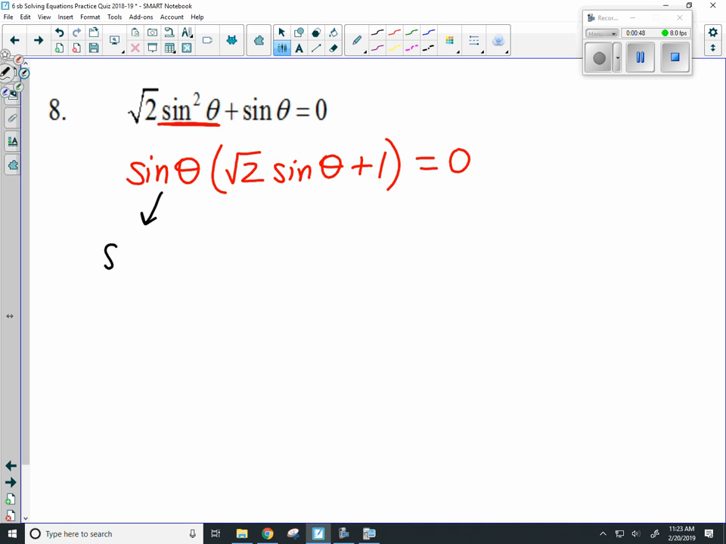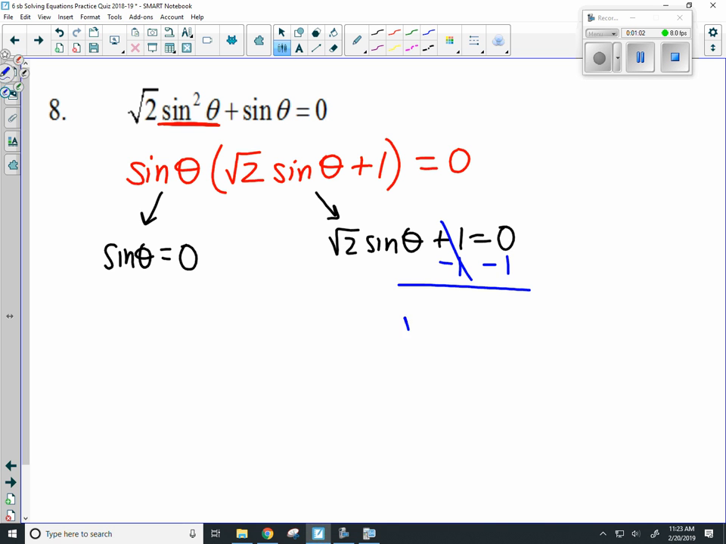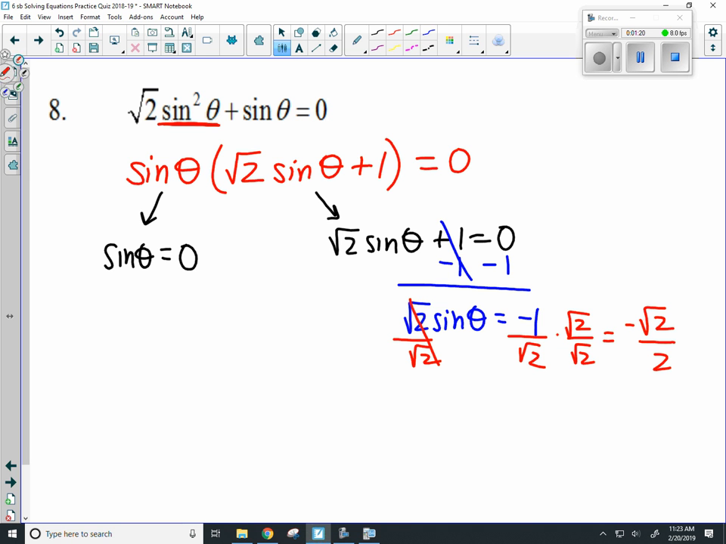Take each factor, set it equal to 0. And for the second one, we're going to have to solve for sine. So subtract 1 from both sides. And then divide by the square root of 2. Now here we're going to have to rationalize the denominator. So we end up with negative square root of 2 over 2.